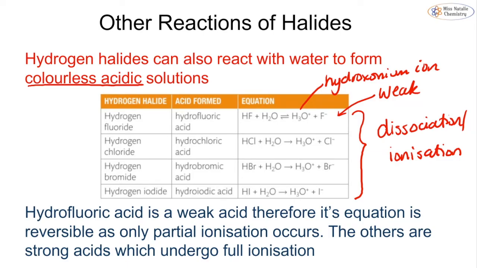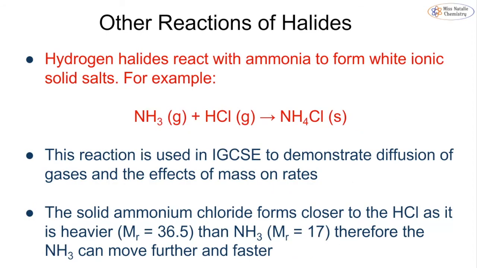Any that are strong acids will undergo a full ionization. So instead of the double-headed arrow we get for the reversible reactions, we just get a single-headed arrow. Hydrogen halides can also react with ammonia in order to form white ionic salts. And again, you'll have seen this back in GCSE.